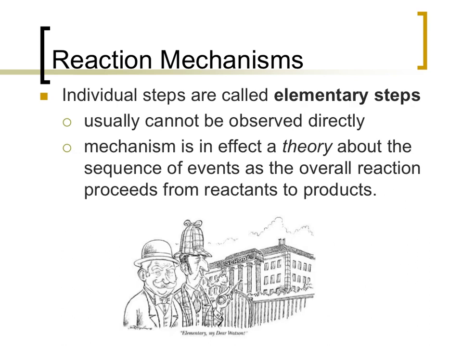Each individual step is known as an elementary step. So a single step reaction would have only one elementary step, but a two-step reaction would have two elementary steps, or a second order reaction would have two elementary steps. Usually these individual steps cannot be observed directly, so what we're doing is really just applying what we know about the likelihood of certain reactions happening and certain behaviors of atoms and molecules, and constructing a theory about how the overall reaction would proceed. What are the elementary steps?